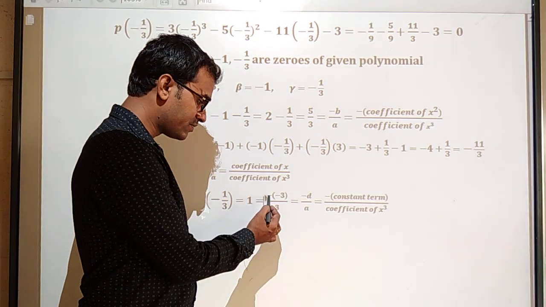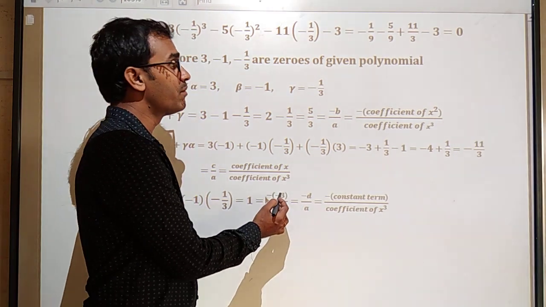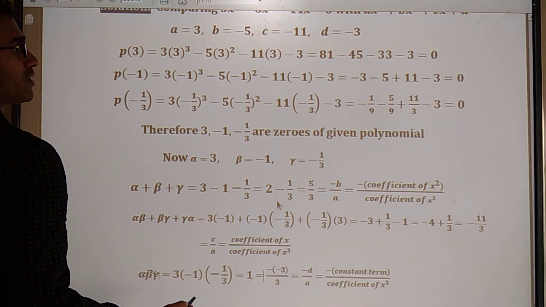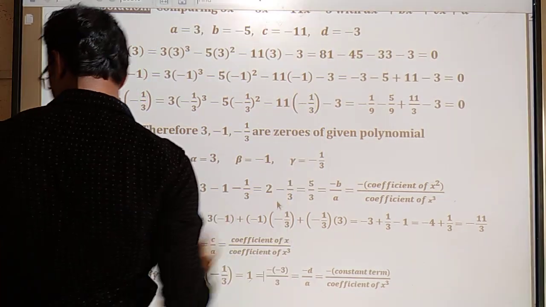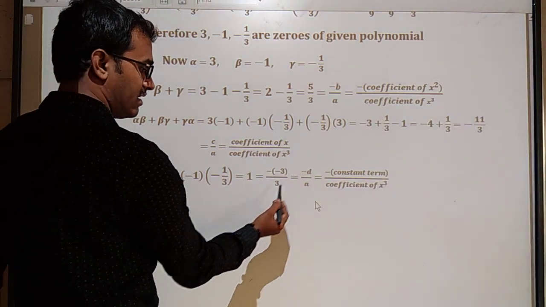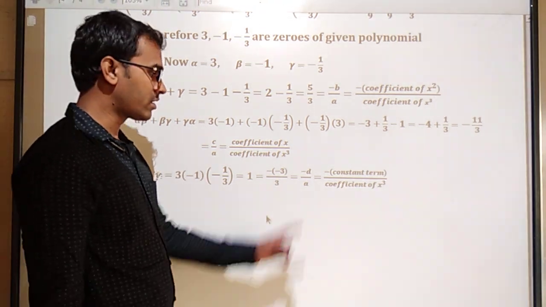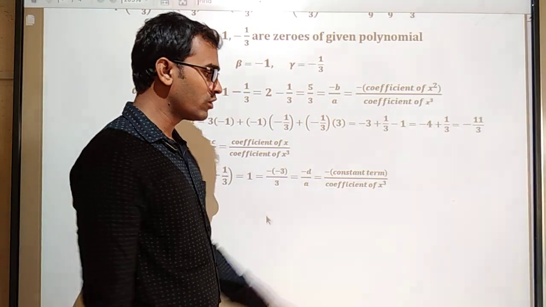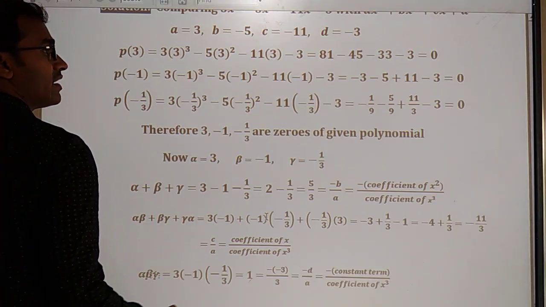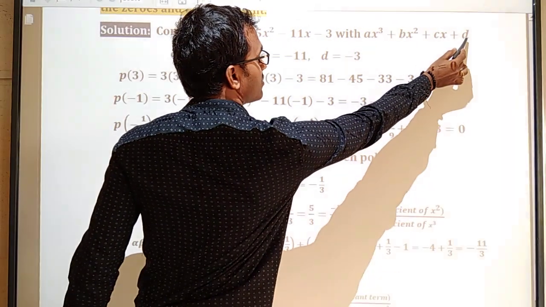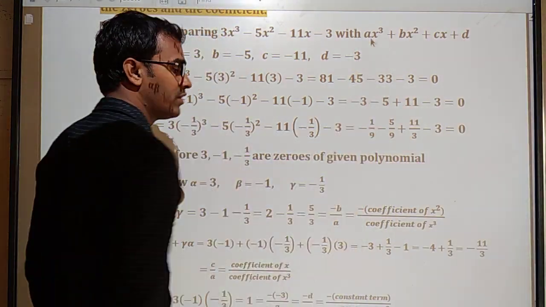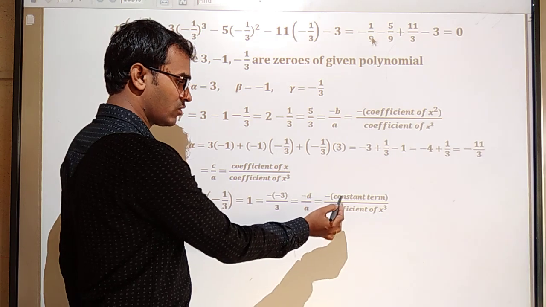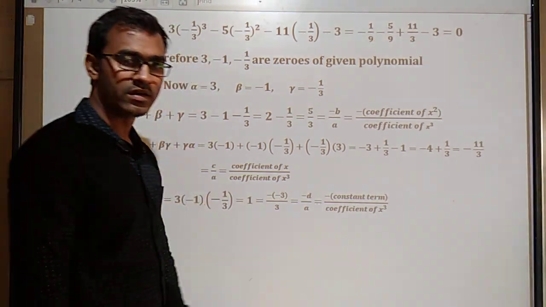The first minus stays as it is, minus 3, and again we get the d value. Right? Minus 3 equal to d, and 3 equal to a. Minus 3 as it is. d means it is the constant term, and a means it is the coefficient of x cube. See, d means here the constant term. Minus d by a: minus as it is, constant term divided by the coefficient of x cube.